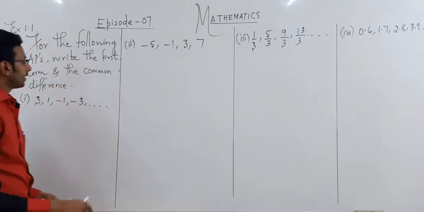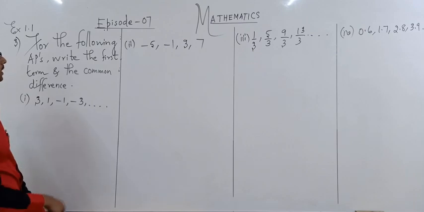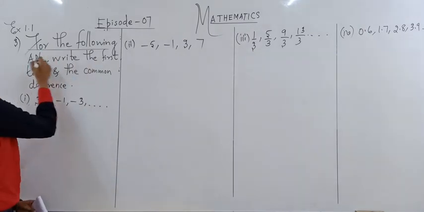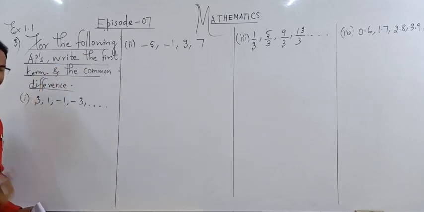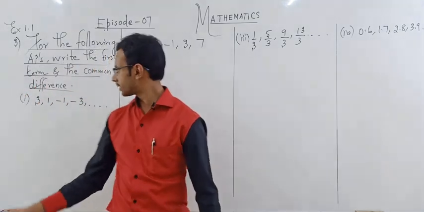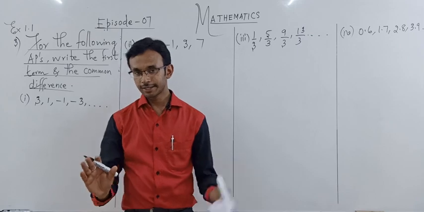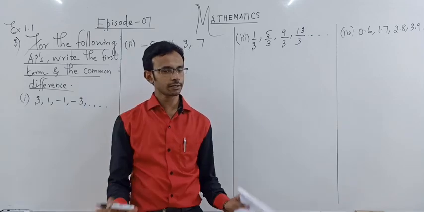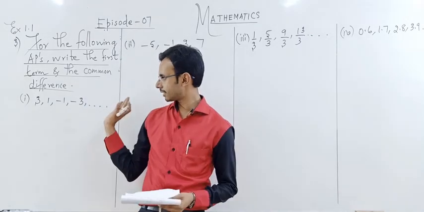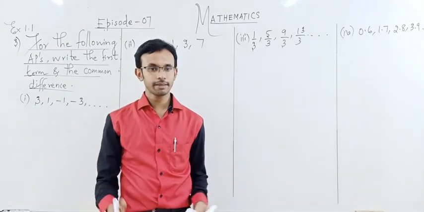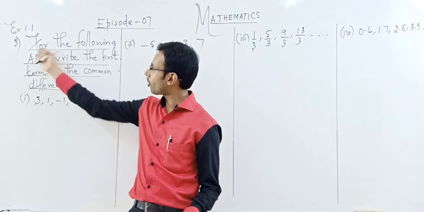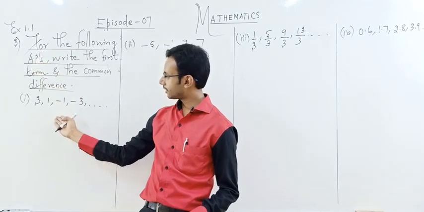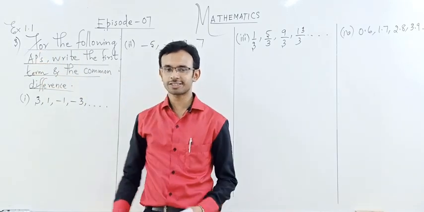Okay, I hope you are enjoying this chapter, and this is one of the easiest of all that you are finding. They are asking us to find the first term and common difference. So in this sequence, first of all, tell me, are all these 4 problems arithmetic progressions? By looking at that, hopefully you may take some time, but the question itself is telling us: for the following APs. That means these all are arithmetic progressions.